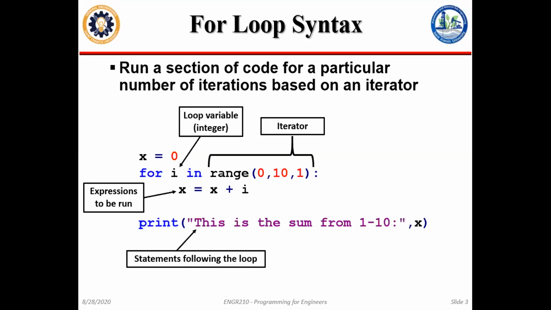Start that off with a for. The two big parts of a for loop are the variable that changes, which I'm going to call our loop variable. That is always an integer. Well, most of the time it's an integer. And the iterator, or what you want to loop through. So let's see what these things actually are and see if we can play with them a little bit.